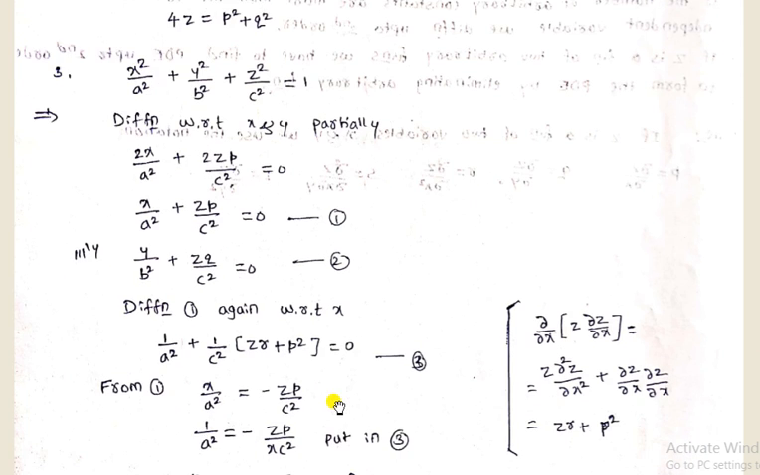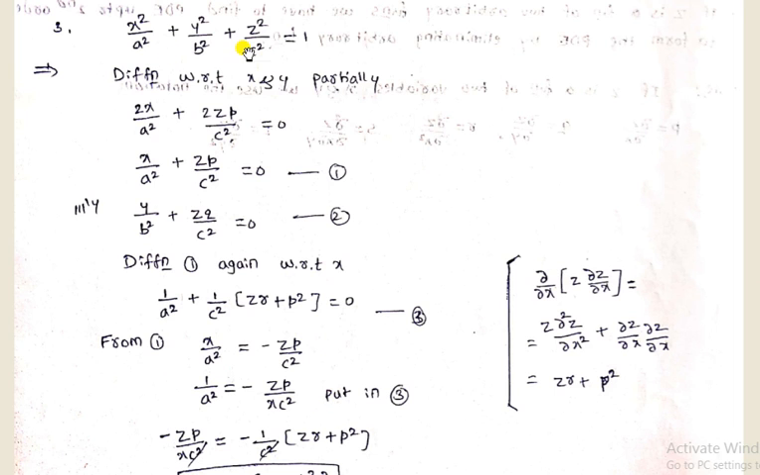Third example, x square by a square plus y square by b square plus z square by c square equal to 1. So it contains three variables x, y, z. So we'll differentiate with respect to x partially, and we know that z is a function of x and y here.